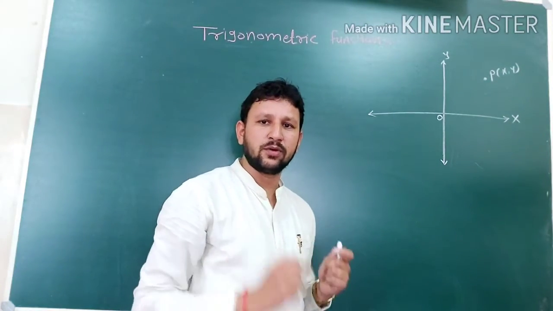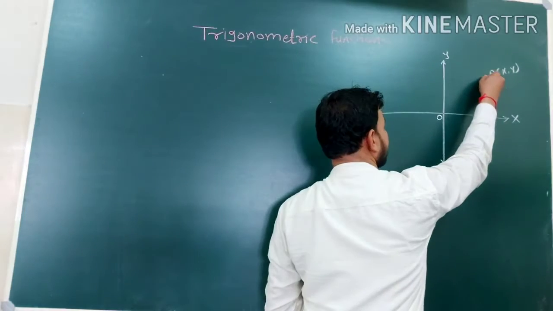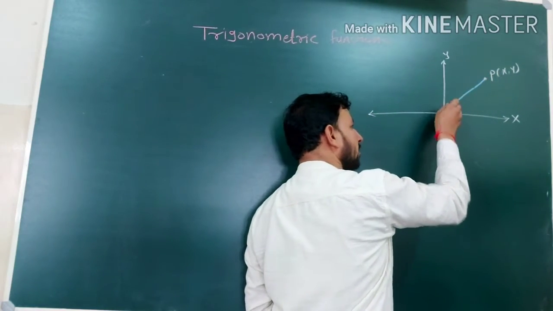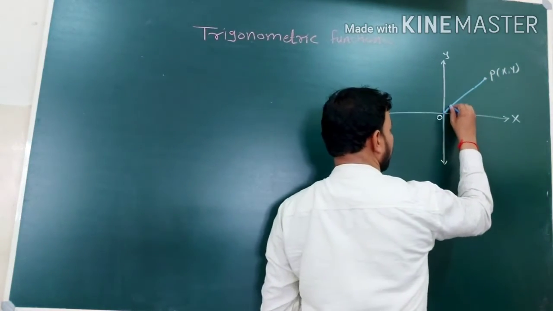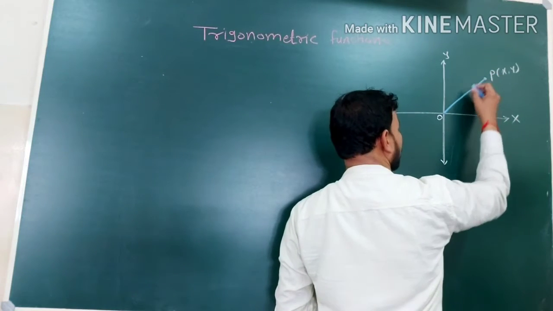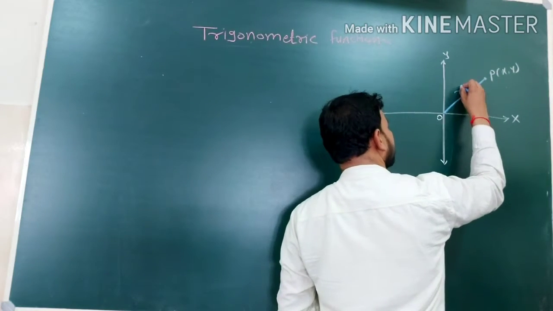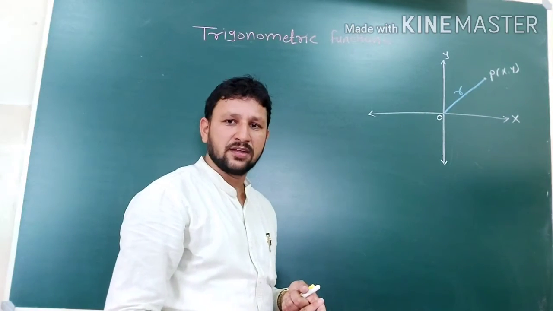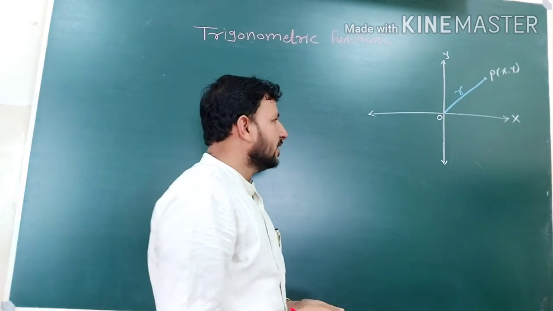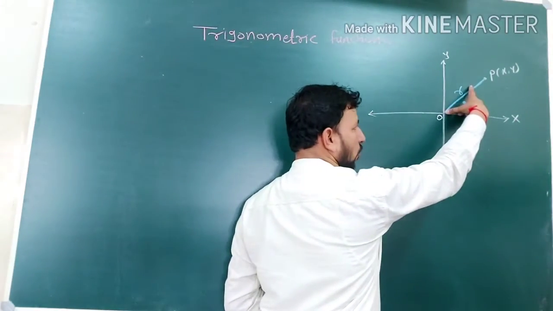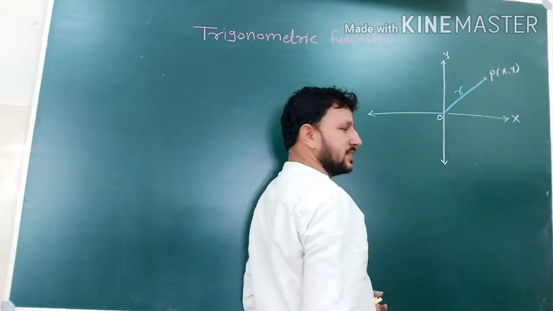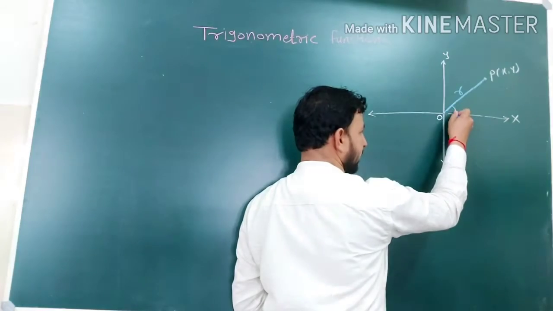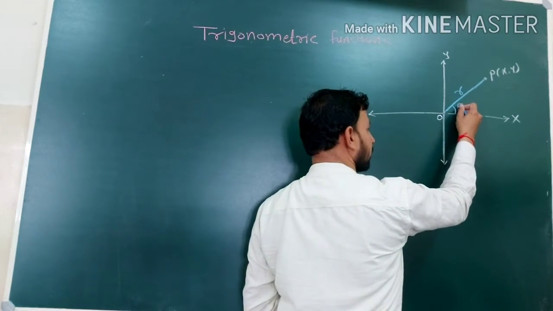Join the point P with the origin, getting the ray as the OP. For this ray OP, distance from the origin, that is known as the polar distance, denoted by the r, and angle made by this ray OP with the positive x-axis, this angle is theta.